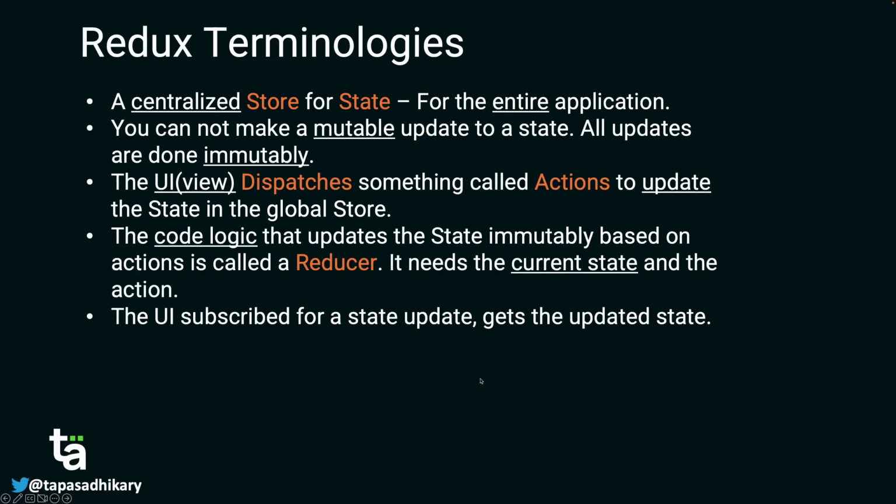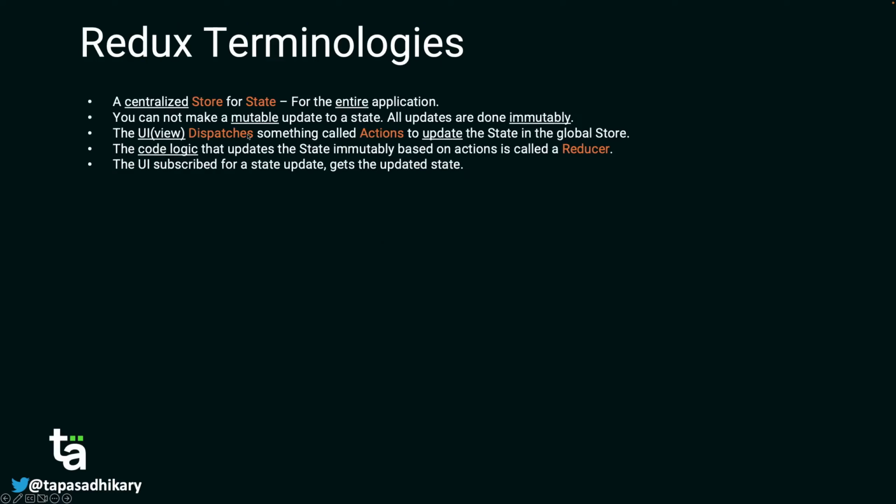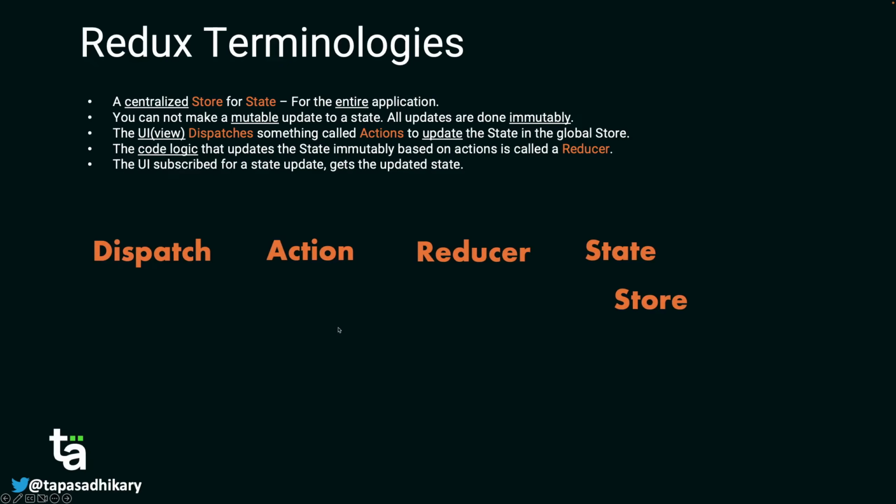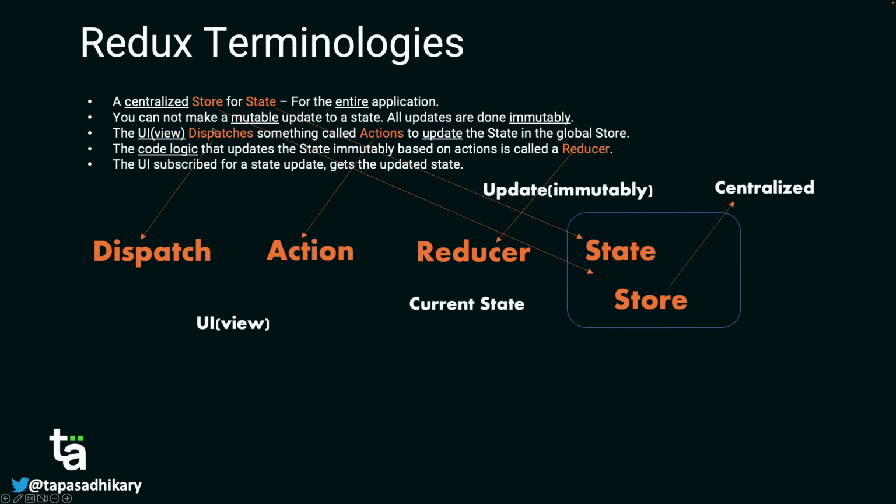Okay, now let's do one thing. The same lines over here, but we'll extract all these terms: store, state, reducer, action, dispatch. We have extracted these because these are the primary terms we said we'll be discussing right now. But there are also other underlined terms, for example UI view, current state, update, centralized, and things like that. All these things are related, and what we're going to see right now is how they are related. Okay, so let's see that.